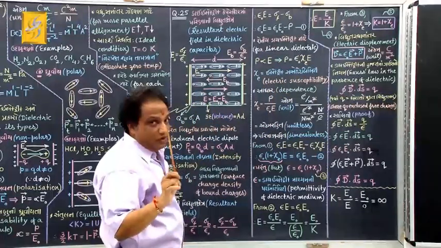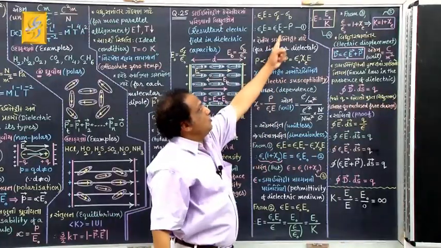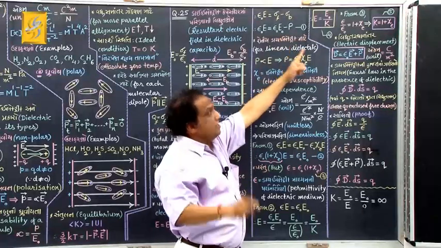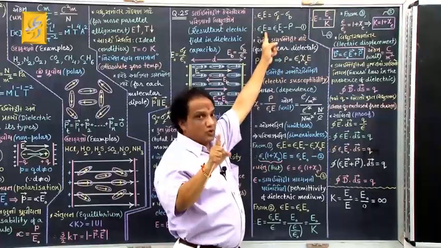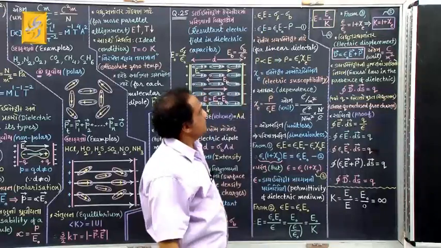Take care while putting the symbol of electric field. If it is E0, you must write E0 only. If it is E, then you must write E only. Don't change the symbol.